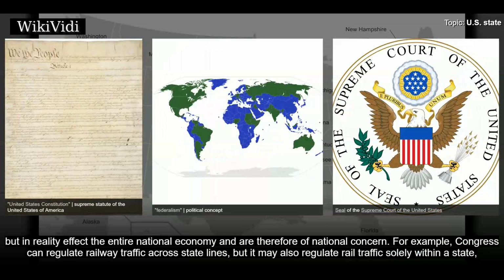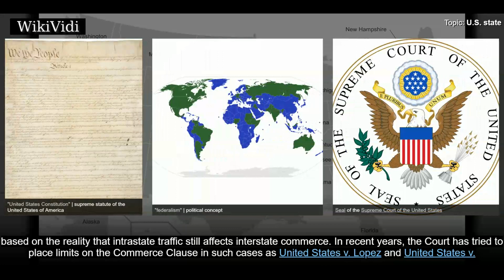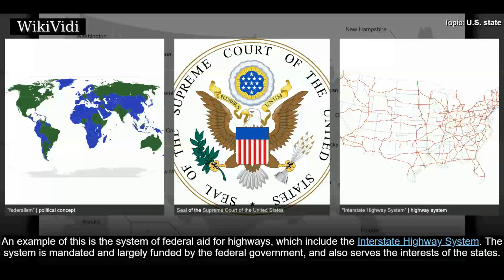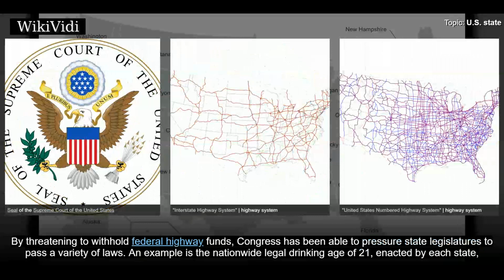For example, Congress can regulate railway traffic across state lines, but it may also regulate rail traffic solely within a state, based on the reality that intrastate traffic still affects interstate commerce. In recent years, the court has tried to place limits on the Commerce Clause in such cases as United States v. Lopez and United States v. Morrison. Another example of congressional power is its spending power, the ability of Congress to impose taxes and distribute the resulting revenue back to the states. An example of this is the system of federal aid for highways, which include the interstate highway system. The system is mandated and largely funded by the federal government, and also serves the interests of the states. By threatening to withhold federal highway funds, Congress has been able to pressure state legislatures to pass a variety of laws.